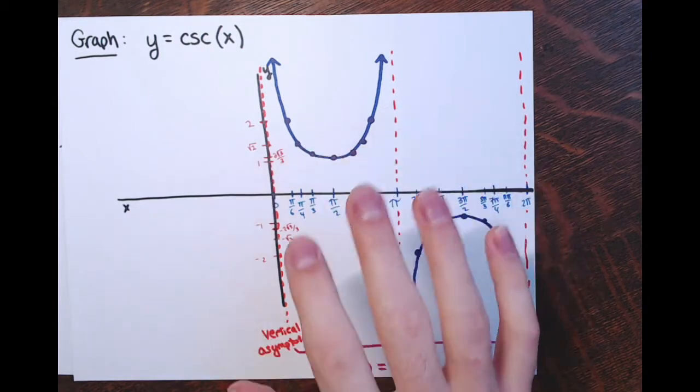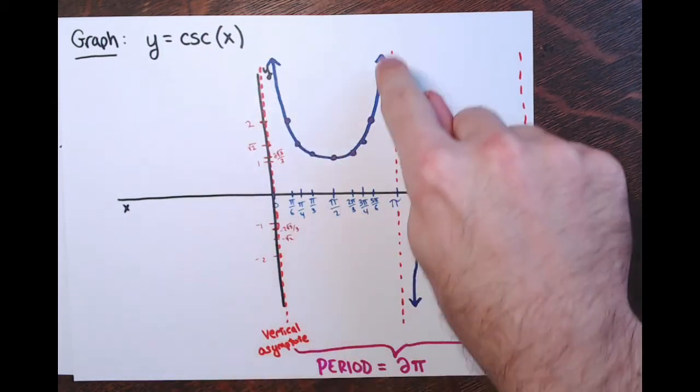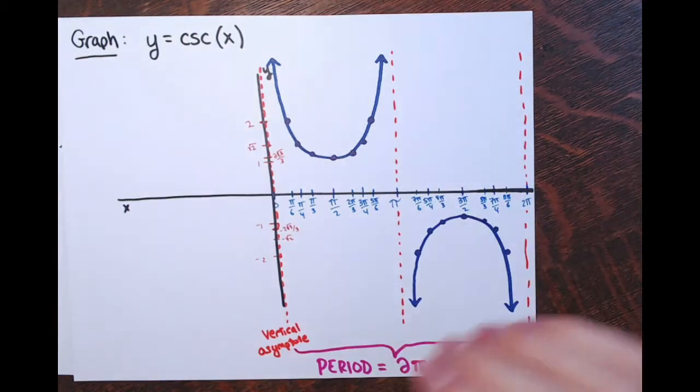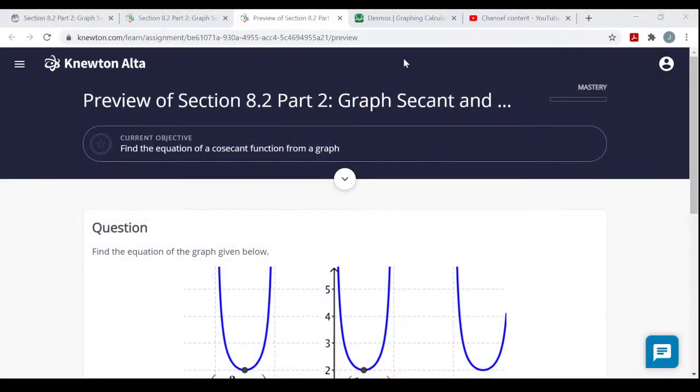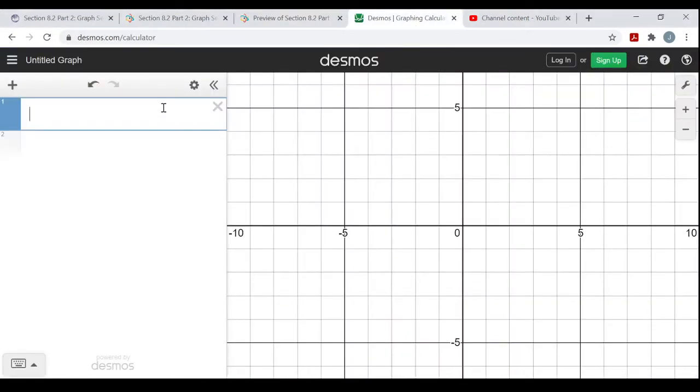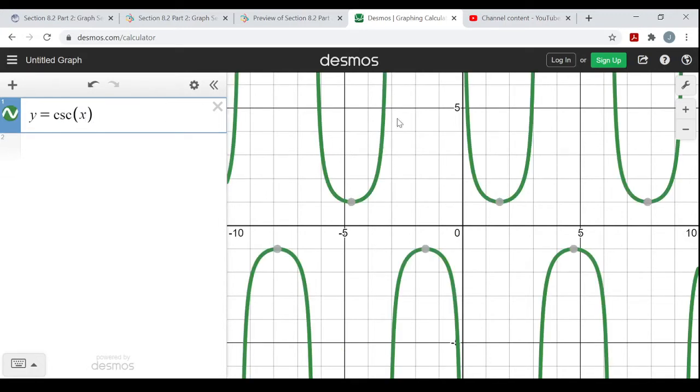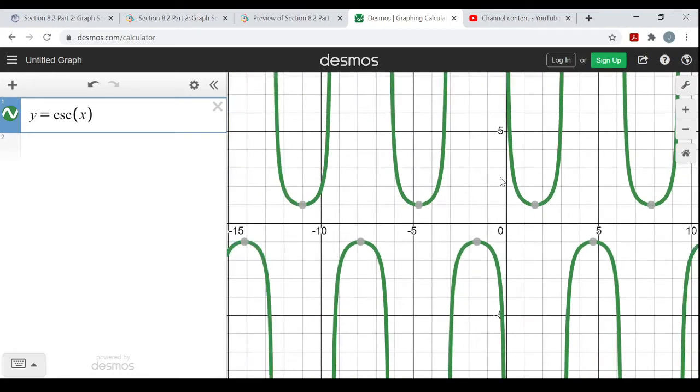Right, and this picture with the U up, U down will repeat over and over again. And I'll show you a better picture of this on the Desmos website. So here we have y equals cosecant of x. And you see this U up, U down, U up, U down, right? It's just alternating these U up, U down shapes. And notice that there is a big gap between them.